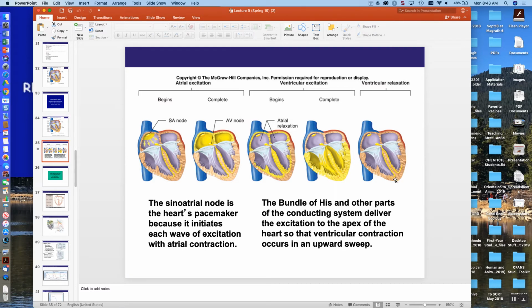All right, so here's something too that I want you to understand. Once that electrical signal runs to the apex first, and then up the Purkinje fibers and the ventricular muscle, what that does is it allows for an upward sweeping motion when the ventricles actually contract, an upward sweeping motion to help propel the blood out into the aorta. All right, moving right along.